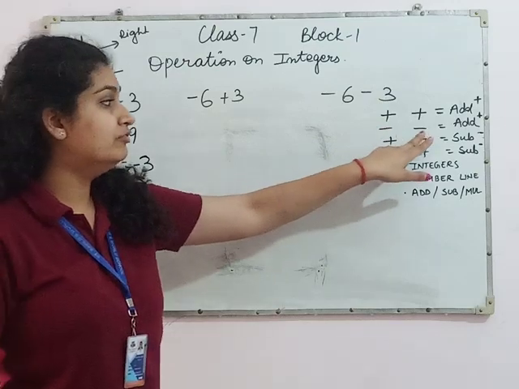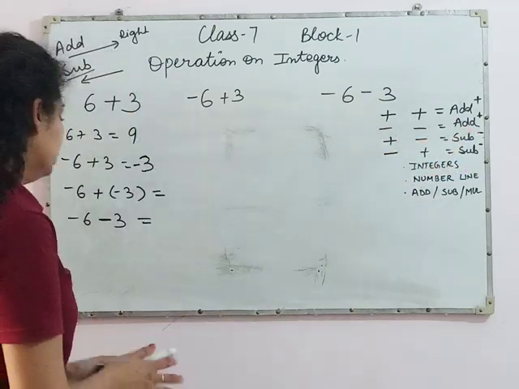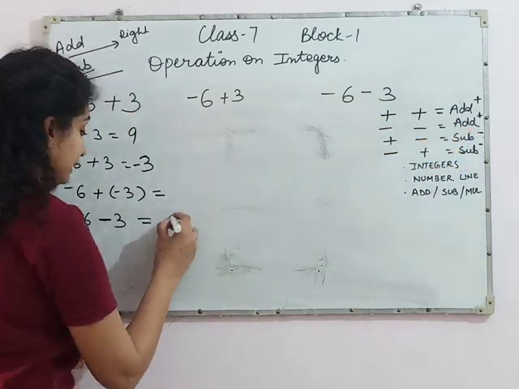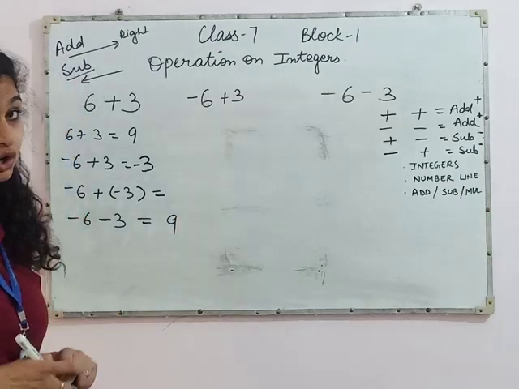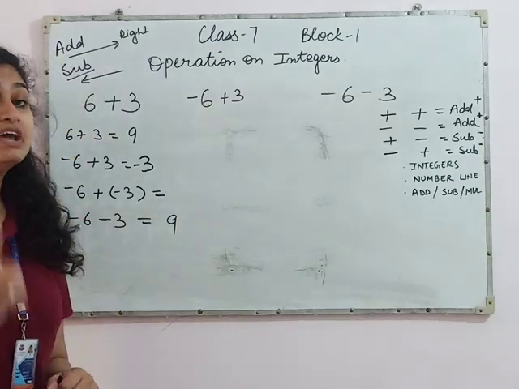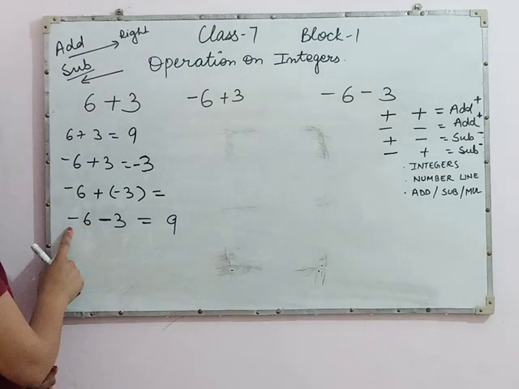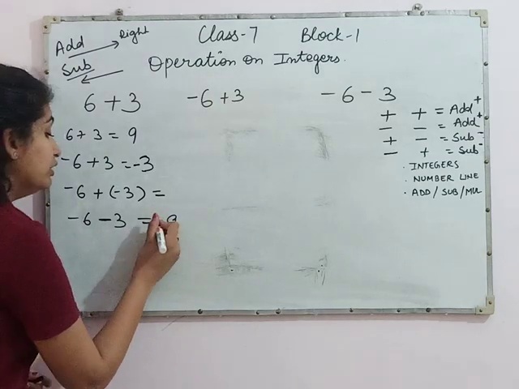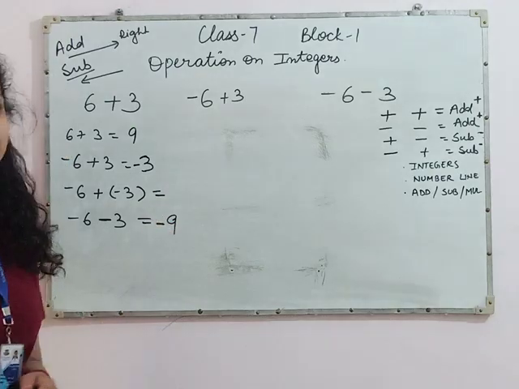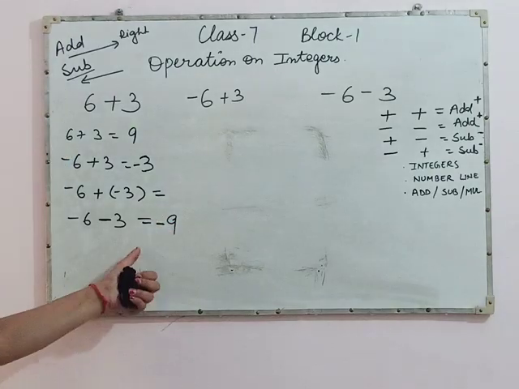Both are negative, so we will be adding them. So 6 plus 3 will be 9. And make sure the sign is of the bigger number in absolute value. 6 is bigger, having the value of negative. So it will be minus 9.